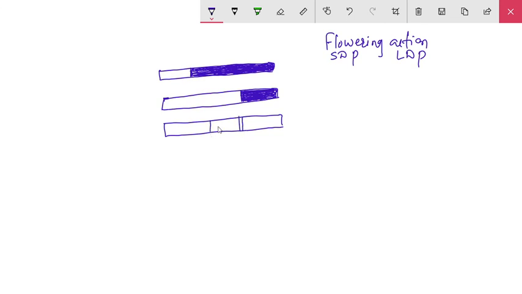Third condition, where the dark period is interrupted by a flash of light. The dark period is interrupted by a single flash of light. Okay, and the night is short. Here the night is long.